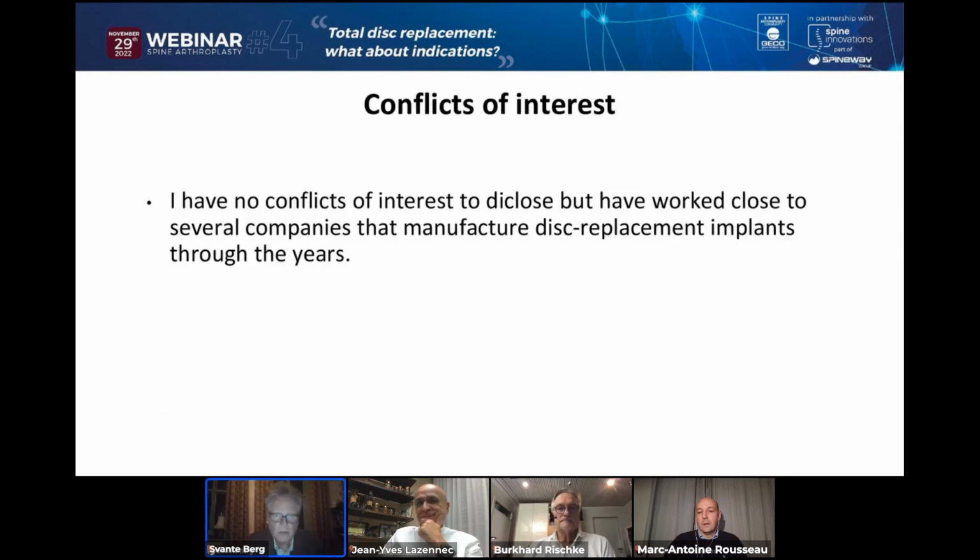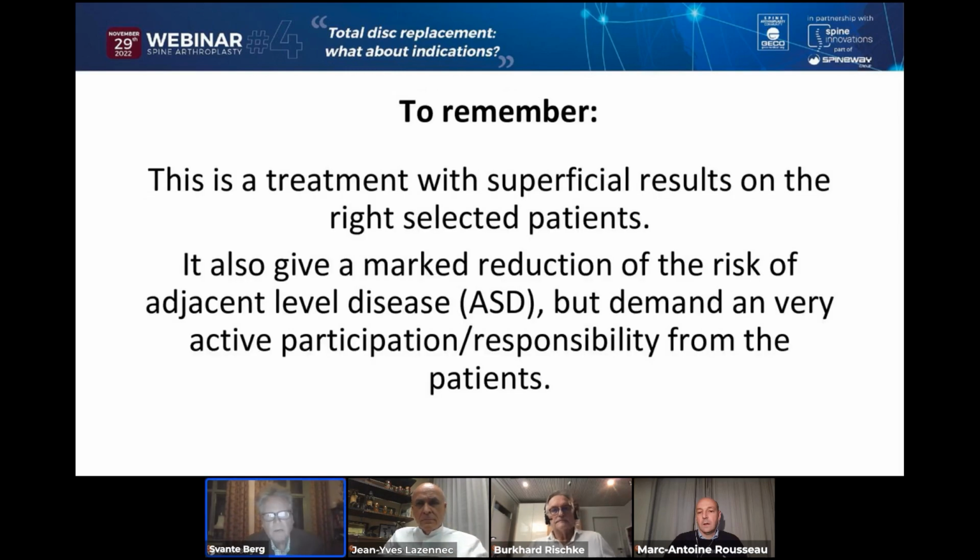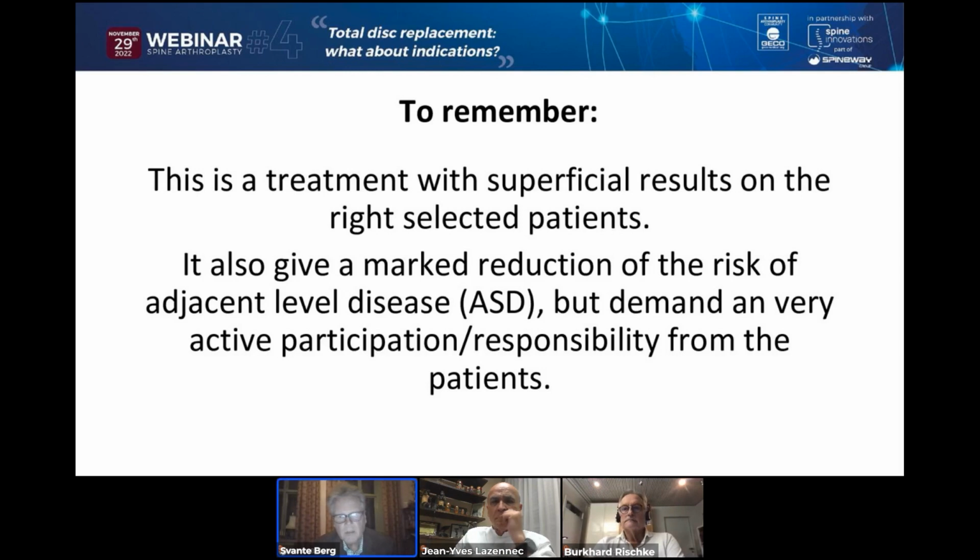I'll first declare my conflicts of interest. I have no current conflicts of interest to disclose, but since I've done this type of surgery with lumbar disc prosthesis since the mid-90s, I've been in close contact with most of the manufacturers of disc implants, but that doesn't give any conflicts of interest. It just widens my experience.